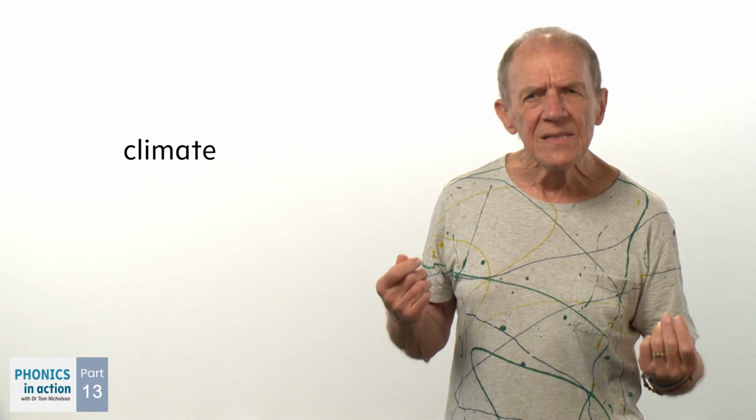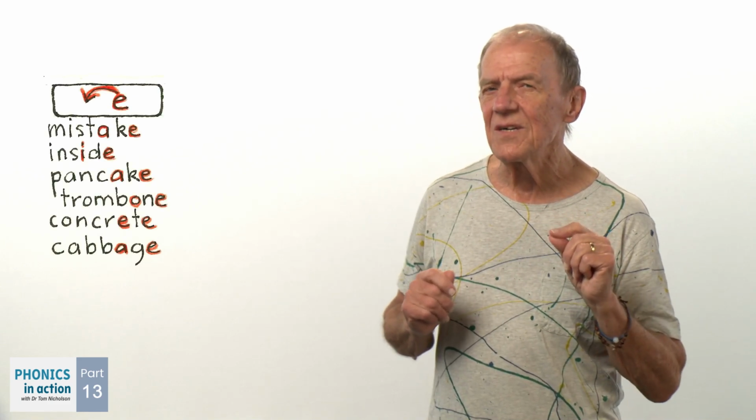Is it climat? Climatee? If we use the rule, we say the first syllable is open, the second syllable is a split digraph. So the word is climate. It is CCV, CVC with an E. And looking at this chart, it has some split digraph syllables.